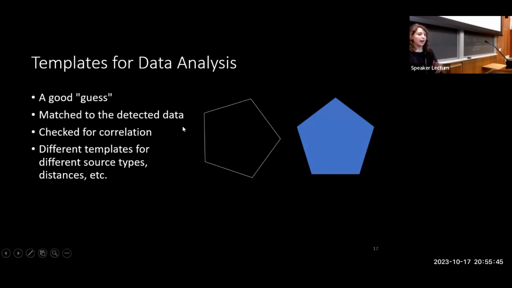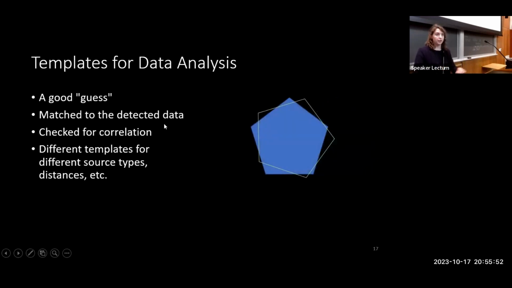For example, I have my blue pentagon, which is my data. I have my green outline, which is my template, and I'm going to match them. I see these don't really match up that well. If I rotate it a little bit, still doesn't match. Rotate it more. If I keep rotating it and checking how well they match, I check the correlation, we can eventually see they match very well. And I know that because there's a good correlation, my data looks like my template.